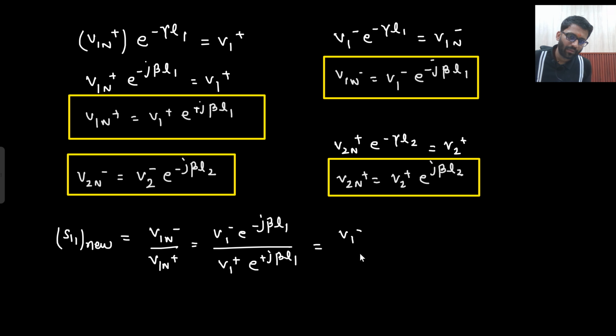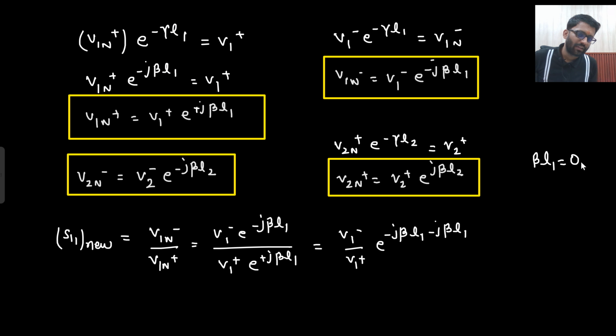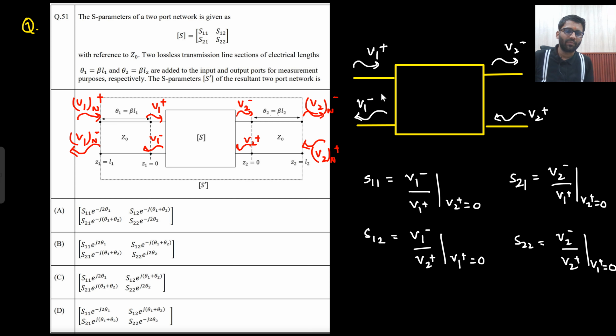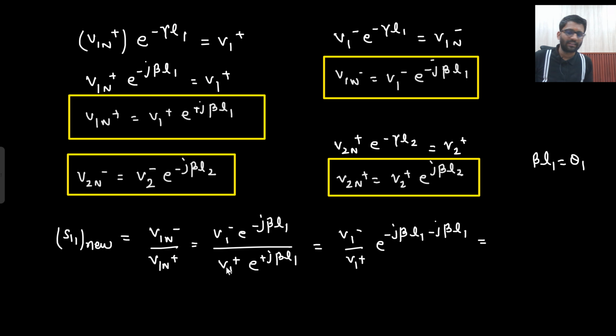So what you are getting? V1 minus divided by V1 plus e to the power minus j beta L1 and another minus j beta L1. So j beta L1 is equals to theta 1, they have given. So what you can write? V1 minus divided by V1 plus is equals to S11. And certainly this condition is coming when your V2 n plus is equals to 0. If V2 n plus is equals to 0, that means certainly V2 plus is also equals to 0.